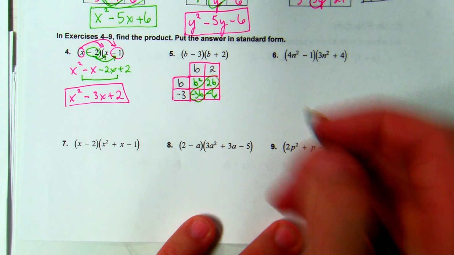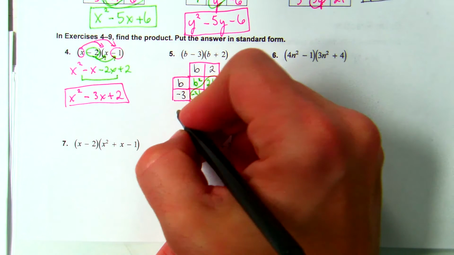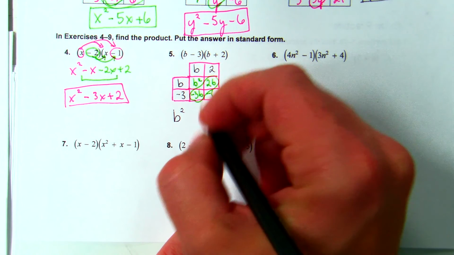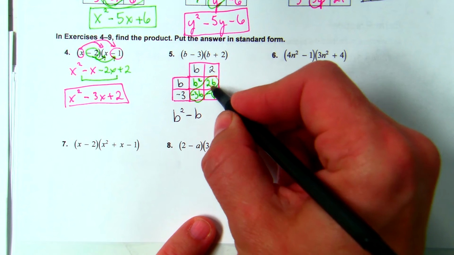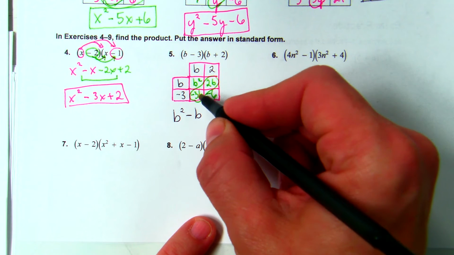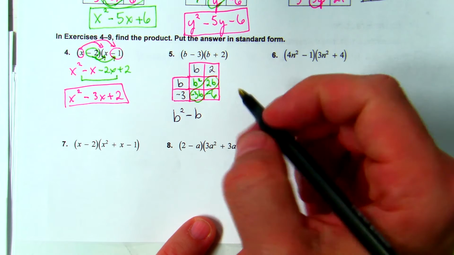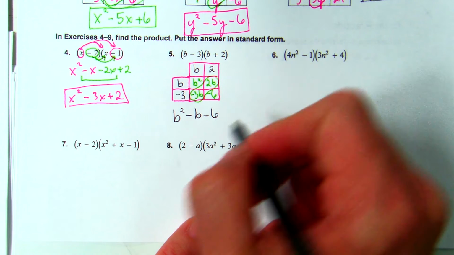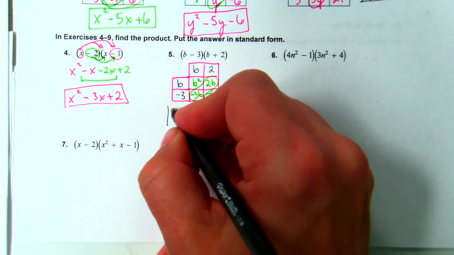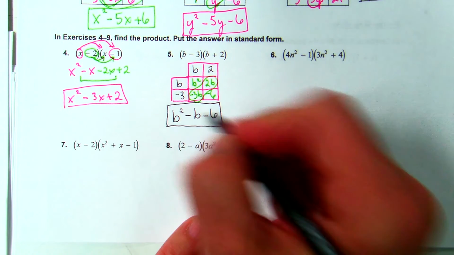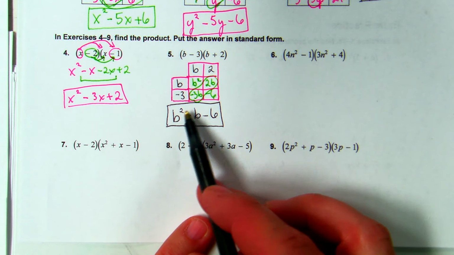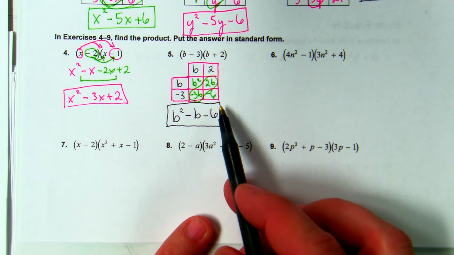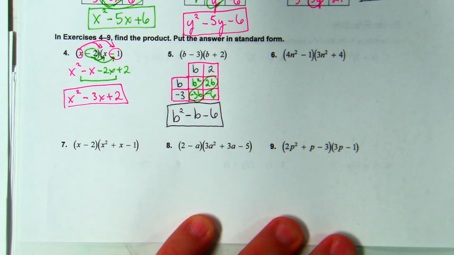And so my final answer is going to be b squared minus b. Negative 3b and a positive 2b is still going to give me a negative 1b. And then I have negative 6 for the constant that's left on the end. And that's written in standard form, greatest exponent to least. We're going squared, first power, 0 power, basically.